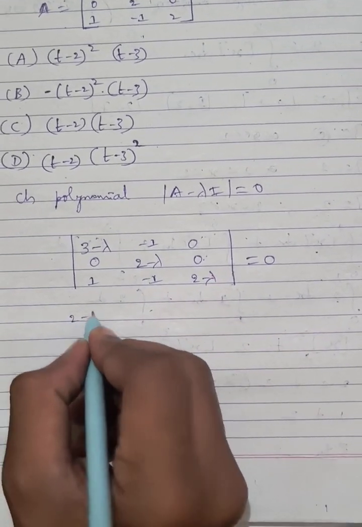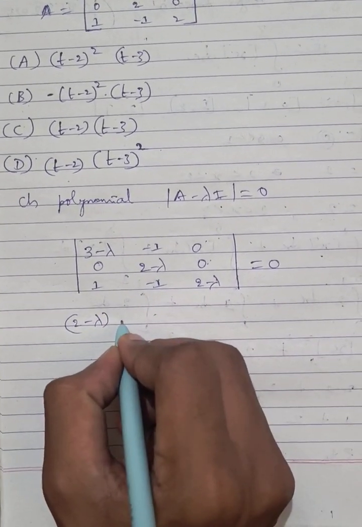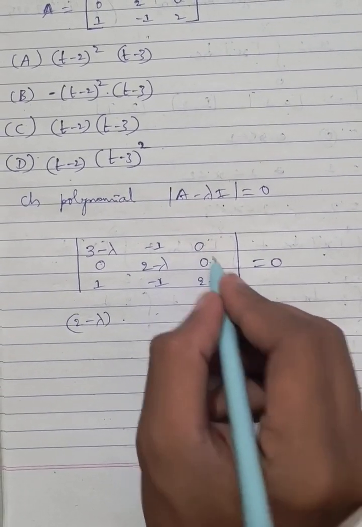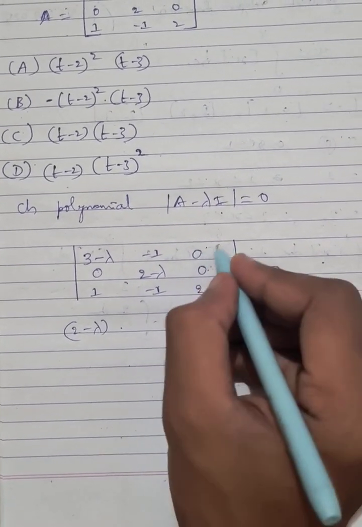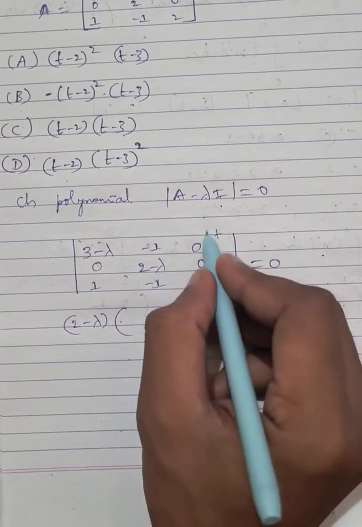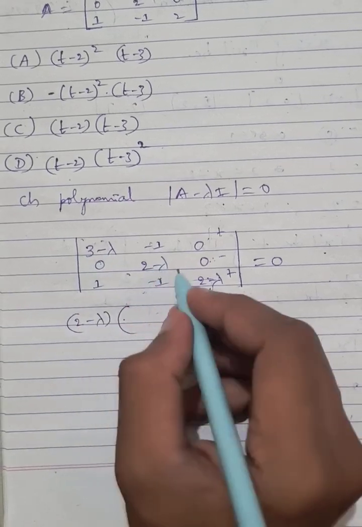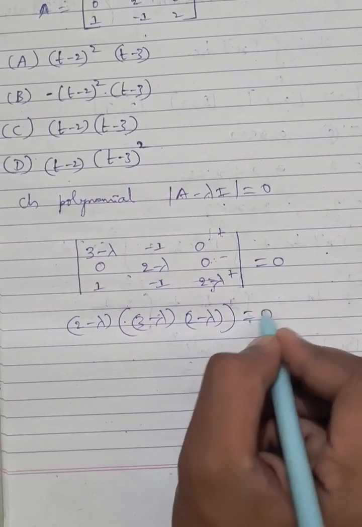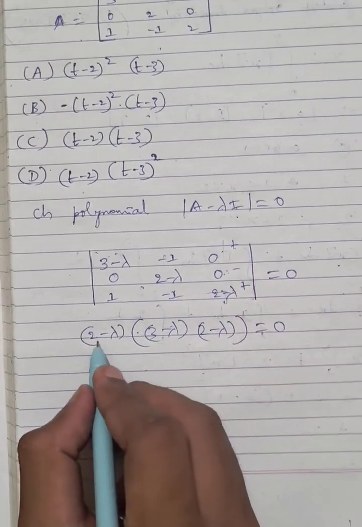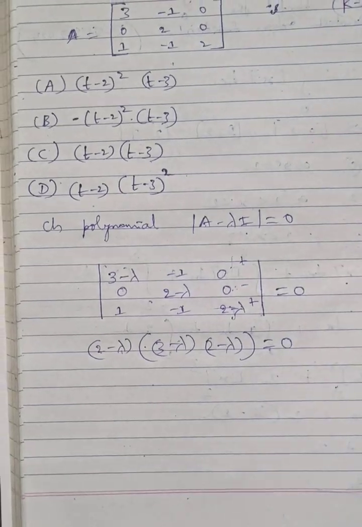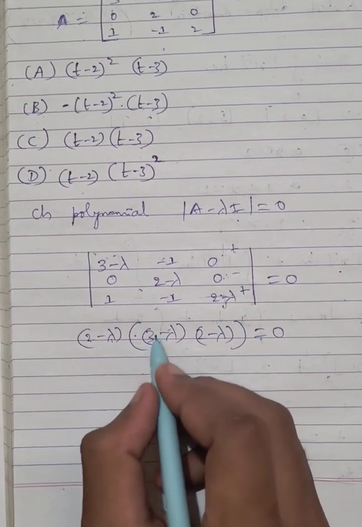Therefore, 2 minus lambda into, how to expand this determinant along the third column? This is already 0, this one is also already 0. The sign convention is plus minus plus. So 2 minus lambda, skipping the third column and third row, we are left with 3 minus lambda into 2 minus lambda, and that equals 0. See here, students, this 2 minus lambda is repeated 2 times.